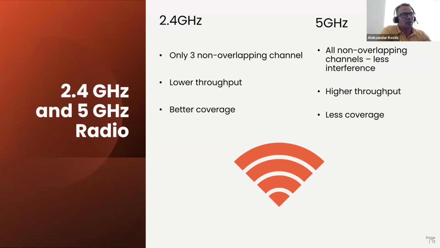So when I'm speaking about non-overlapping channels, I'm speaking about the standard 20 megahertz channel width. On 2.4 we have 3. On 5 gigahertz, all channels are non-overlapping. 2.4 gigahertz has lower throughput. 5 gigahertz has higher throughput. But 2.4 gigahertz has better coverage compared to 5 gigahertz, which has less coverage with the same transmit power. That means if you would like to have the same area covered with Wi-Fi only on 5, we need more access points, which means a more expensive solution.